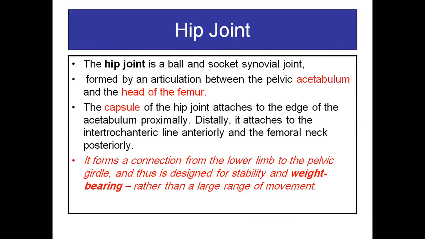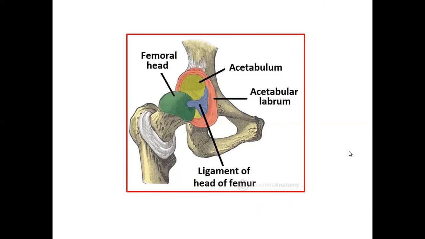The capsule of the hip joint is attached to the edges of the acetabulum. Proximally, distally, it is attached to the intertrochanteric line and the femoral neck posteriorly. This is the head of the femur, and this is the acetabulum and the acetabular labrum, and the ligament of the head of the femur.